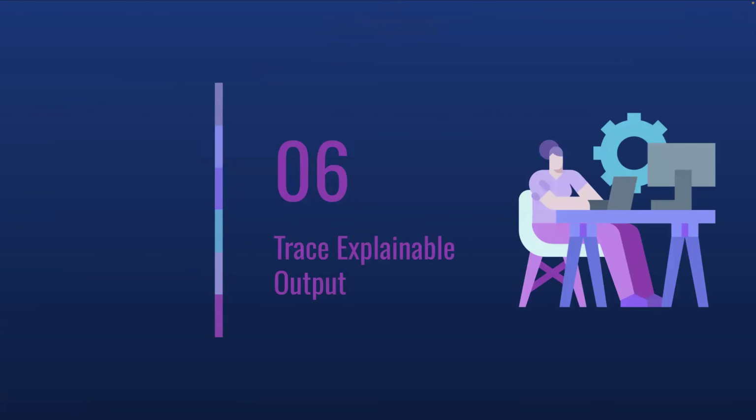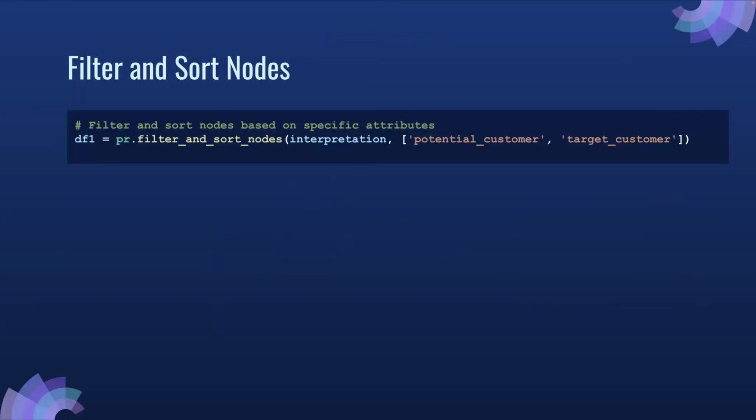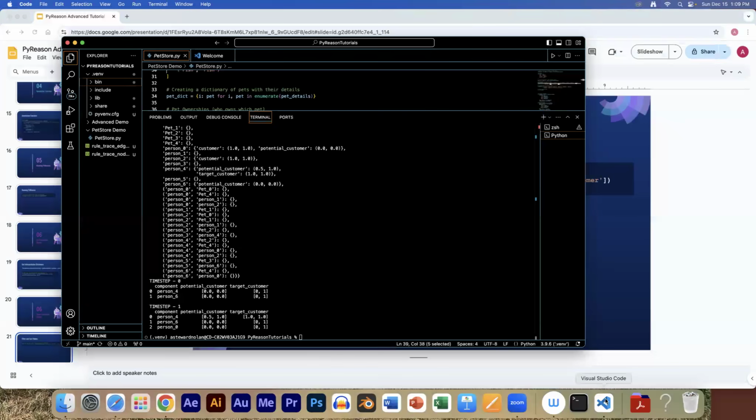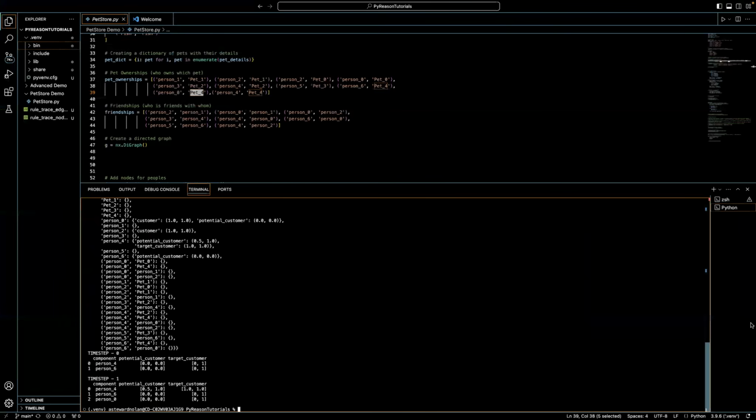All right, so next are these trace explainable output functions. So the first is filter and sort nodes. Filter and sort nodes is going to filter and sort the node changes in the interpretation and return them as a list of pandas data frames that contain the filtered and sorted interpretations. And they're going to be easy to access. So in our example, we are going to filter and sort nodes based on the nodes that change to become potential customers or target customers. So let's take a look at that in our code. Sorry for all the clicking around.